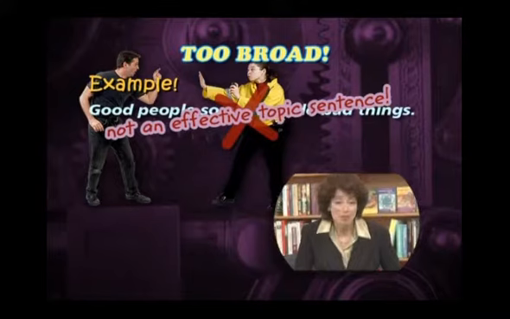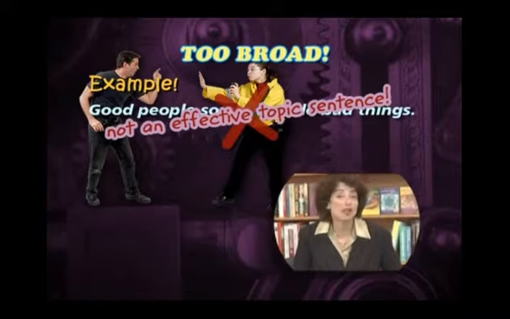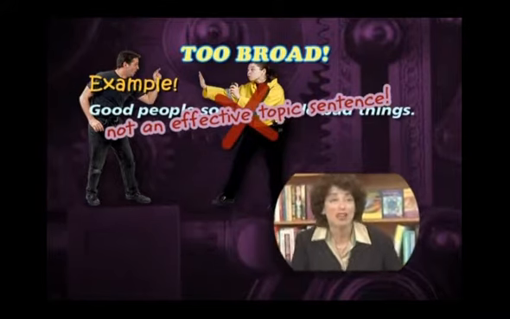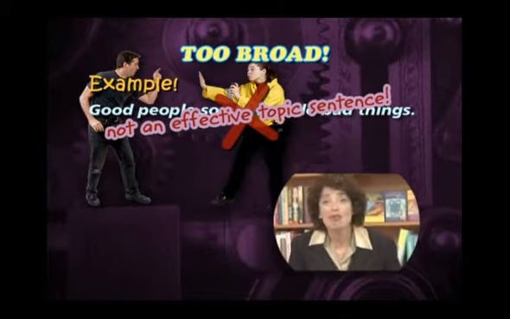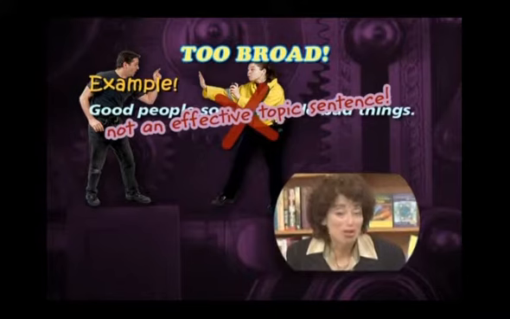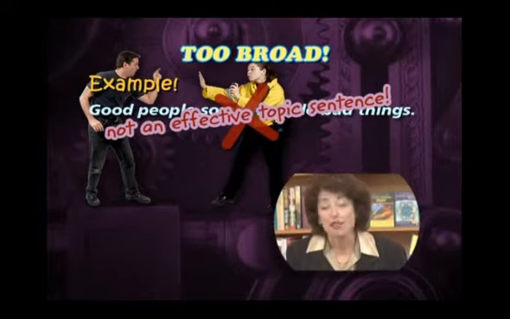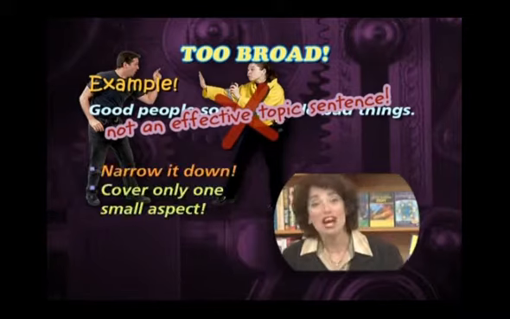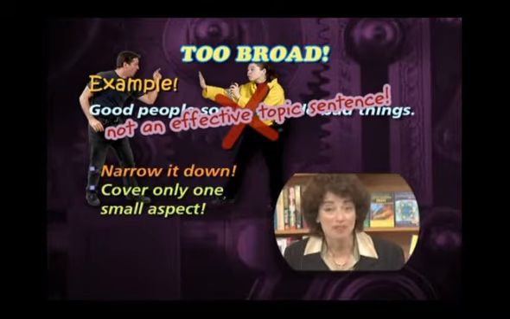Well, that wouldn't be an effective topic sentence for a paragraph because you could develop that into an entire essay, maybe an entire book, maybe even a series of books, because you could discuss different people, the bad things they do, the reasons why they do bad things. Instead of that one, you would want to narrow it down and cover only one small aspect.